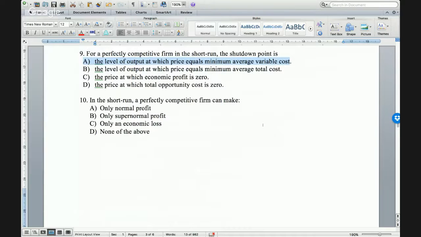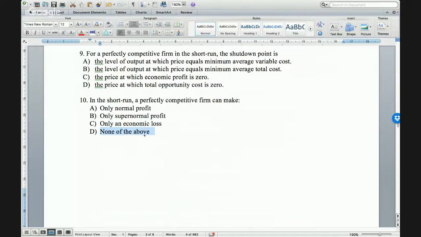Okay, 10. In the short run, a perfectly competitive firm can make, okay, they can make a normal profit in the short run. They can also make a supernormal profit, and they can also make an economic loss. But the emphasis here is on the word only. So they can do all 3. So your answer is none of the above.